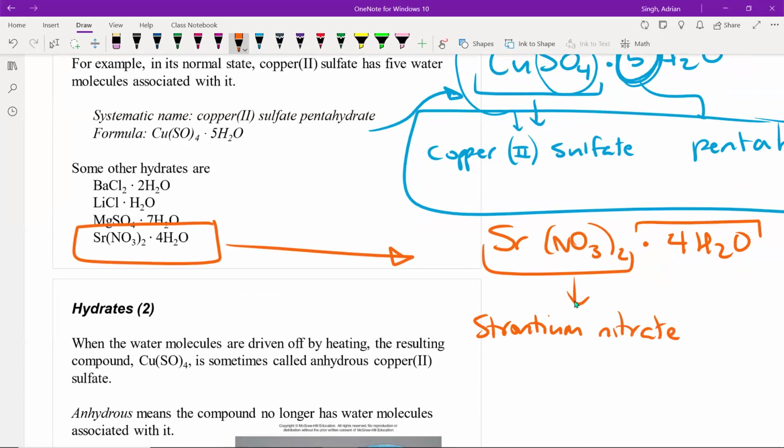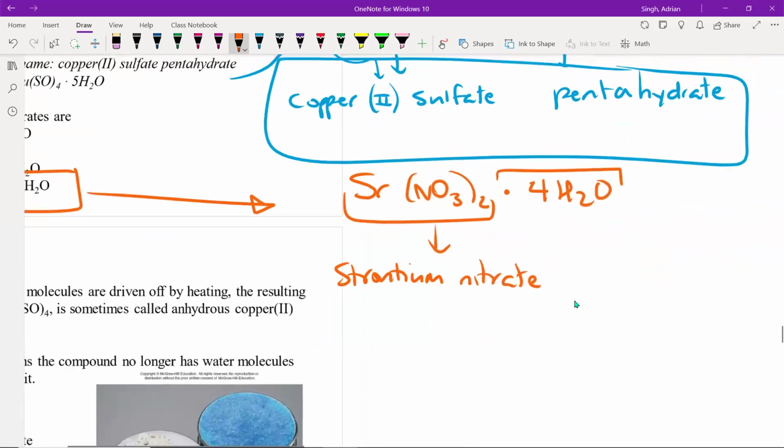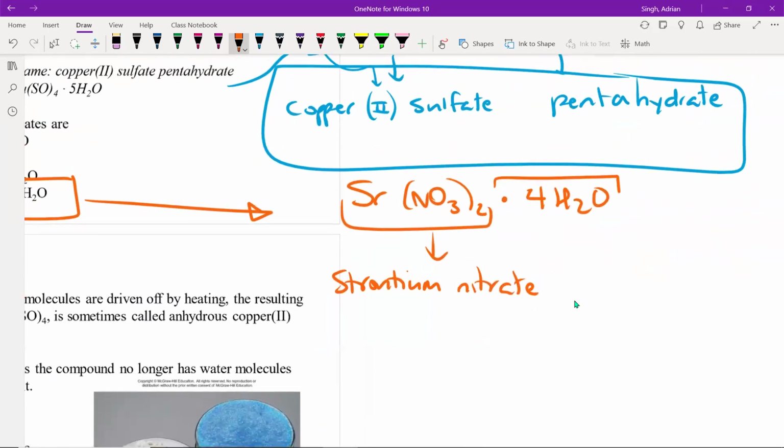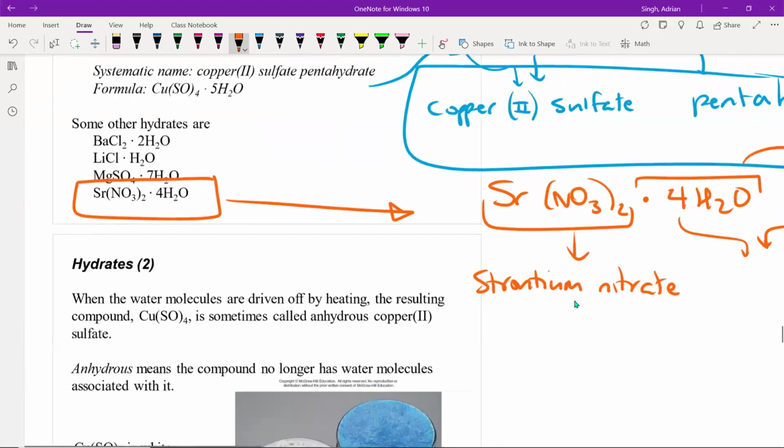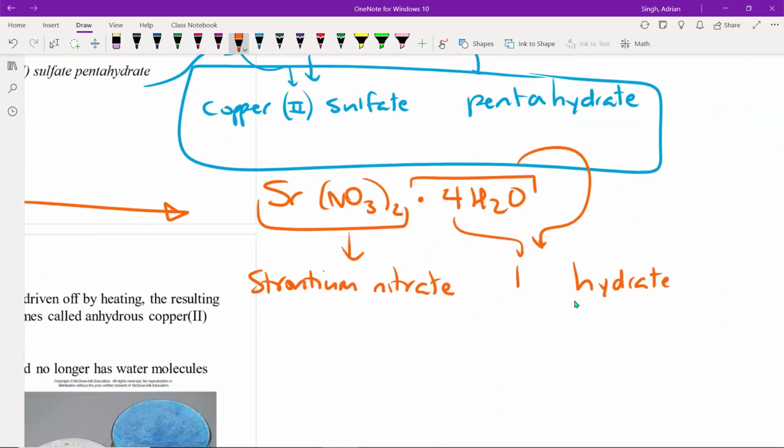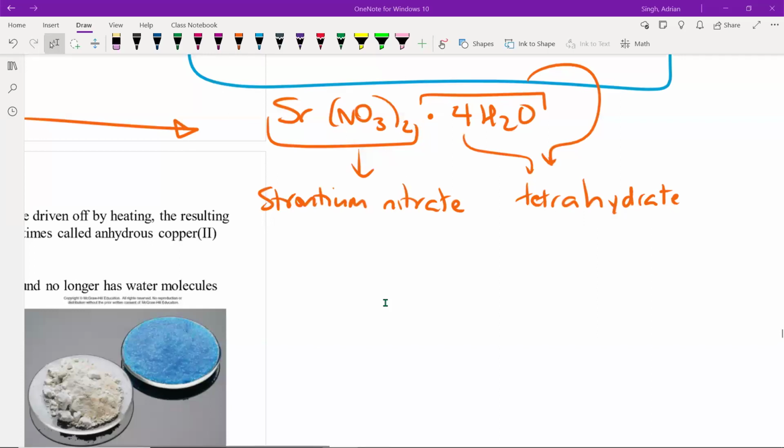Then the second part of the name, where the hydrate comes in, and again, you can tell it's a hydrate because you're going to see that dot in the formula. We're going to have hydrate as the last part of the name. How many waters do we have? We have 4, and the prefix for 4 is tetra. Our name there would be strontium nitrate tetrahydrate.